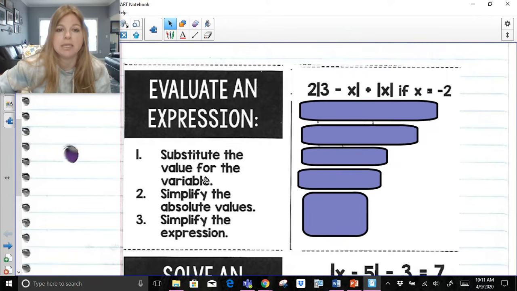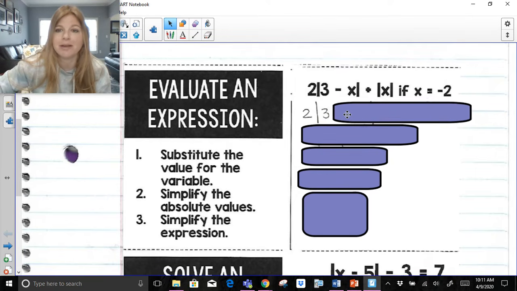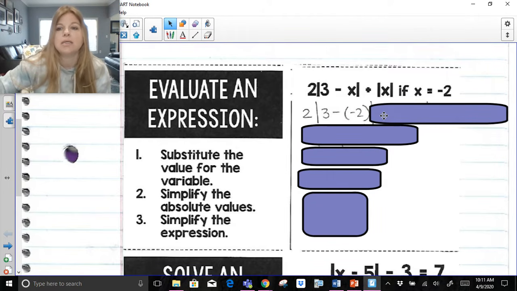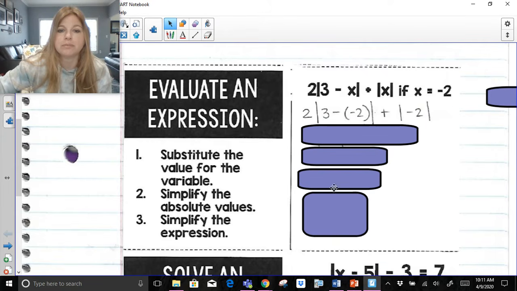So here are my steps. Step 1, substitute the value for the variable. So everywhere I see my x, I'm going to substitute in this -2. So 2 times the absolute value of (3 minus -2), notice I put it in parentheses, plus the absolute value of -2. Step 2, simplify the absolute values. So I've got an absolute value bar here and an absolute value bar set here.